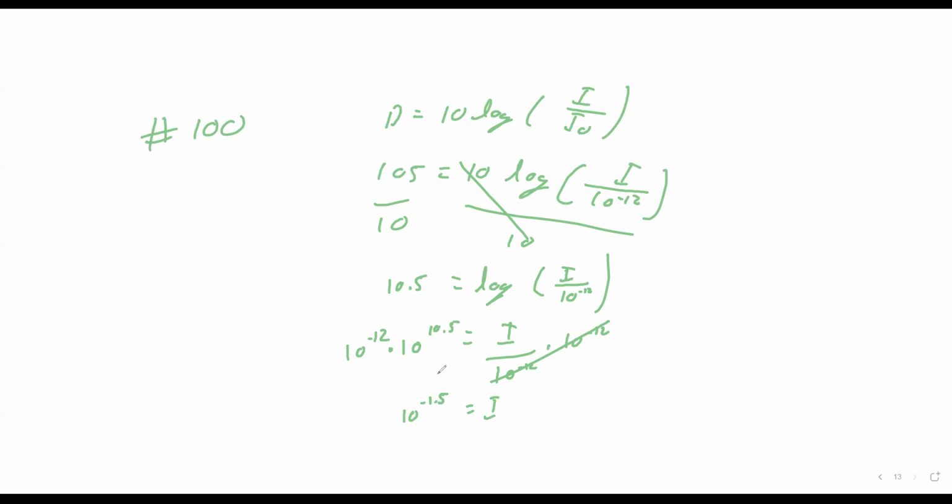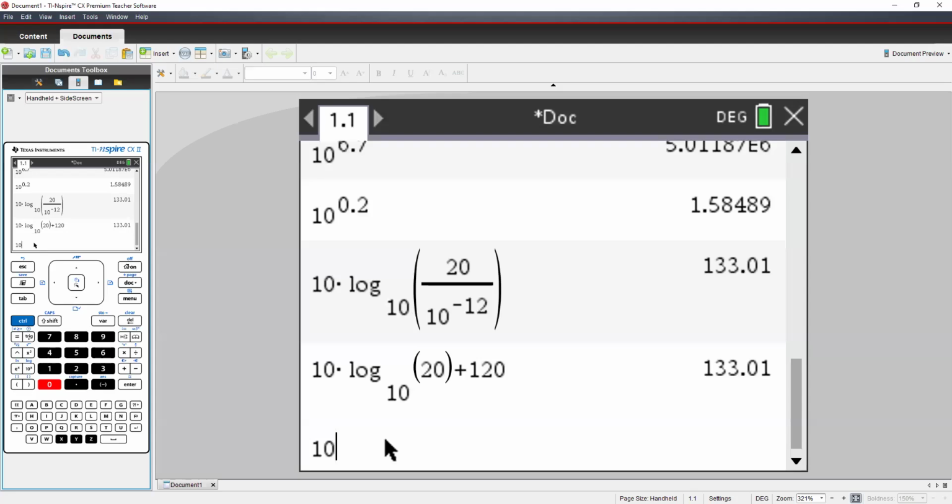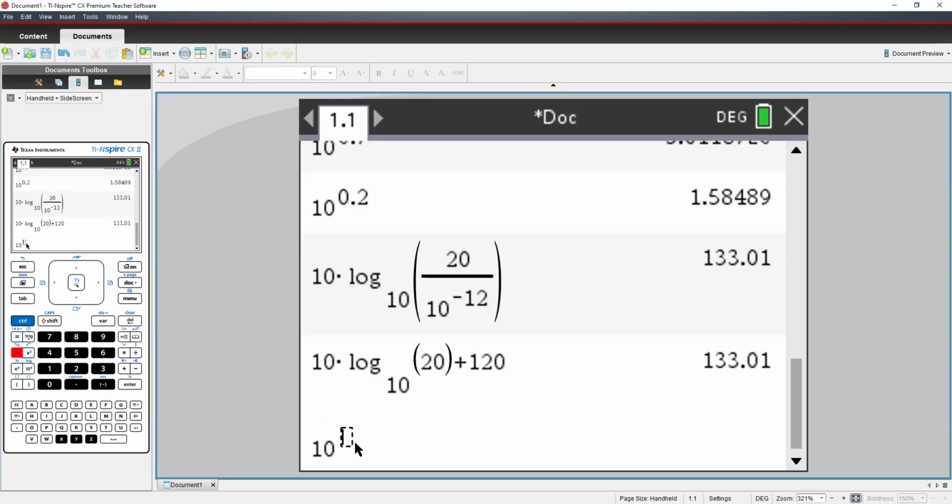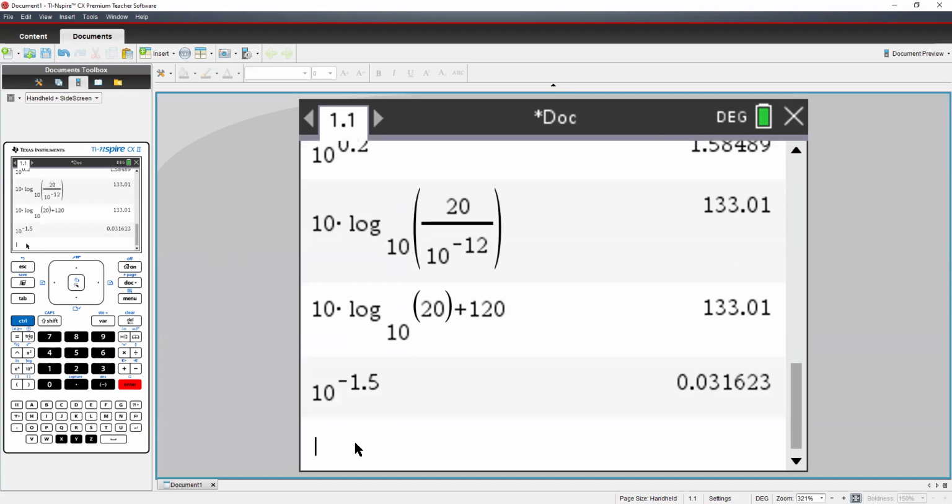Again, if it wasn't for the decimal, I could probably figure it out, but we're going to go now to the calculator. And so that's going to be 10 raised to the negative 1.5. And we get 0.31. So here we go.